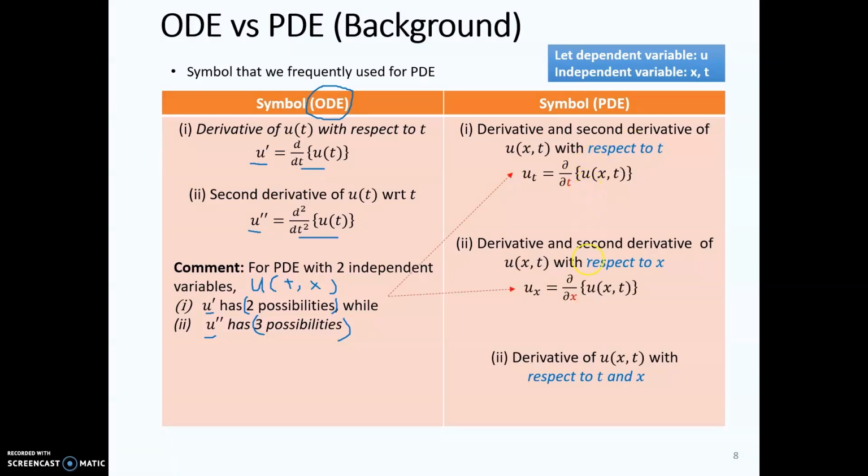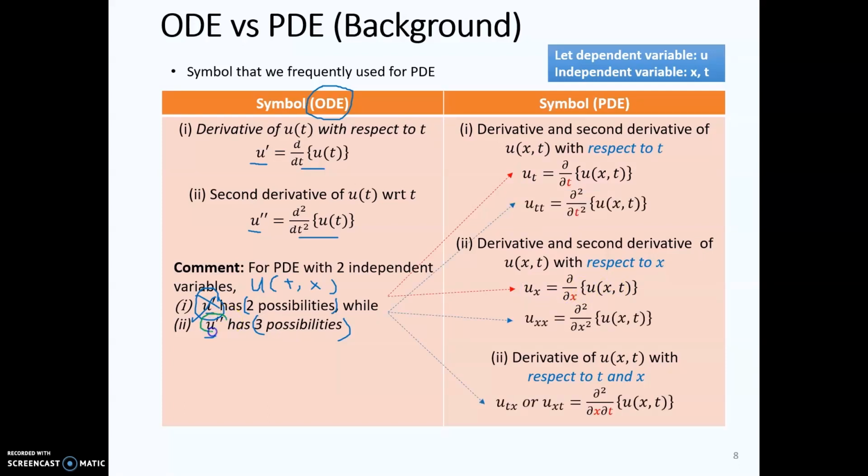This is the possibility for the u prime. So it can be differentiate u with respect to t or differentiate u with respect to x. In the PDE, we don't use this symbol because it cannot differentiate these two derivatives. We are using the symbol like ut and ux here. Ut means the first derivative of u with respect to t, and you can expand it into this format. Ux means the first derivative of u with respect to x. So when you expand, you obtain this.